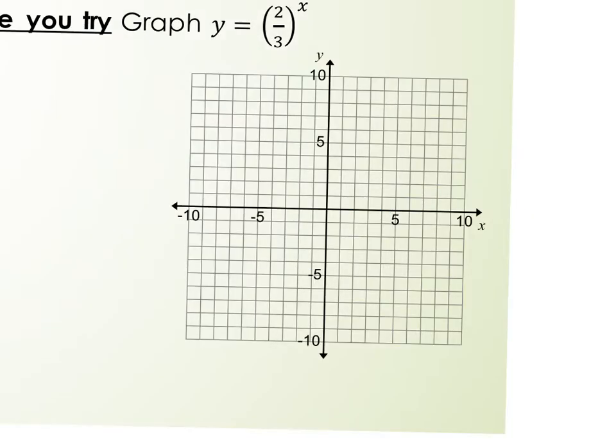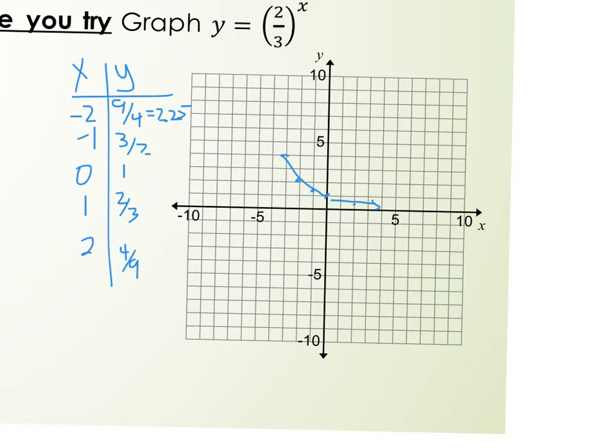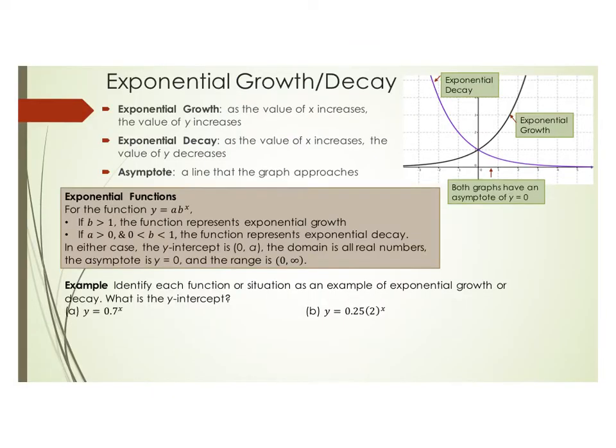Take a minute and try the next one. And hopefully you get something that looks something like this. So for exponential growth, as the value of x increases, the value of y also increases. And our exponential growth is this black curve here. If we have exponential decay, as the value of x increases, the value of y decreases. So this would be our exponential growth or decay model. And then the asymptote is a line that the graph approaches but does not cross. So our asymptote in this case is the x-axis again.